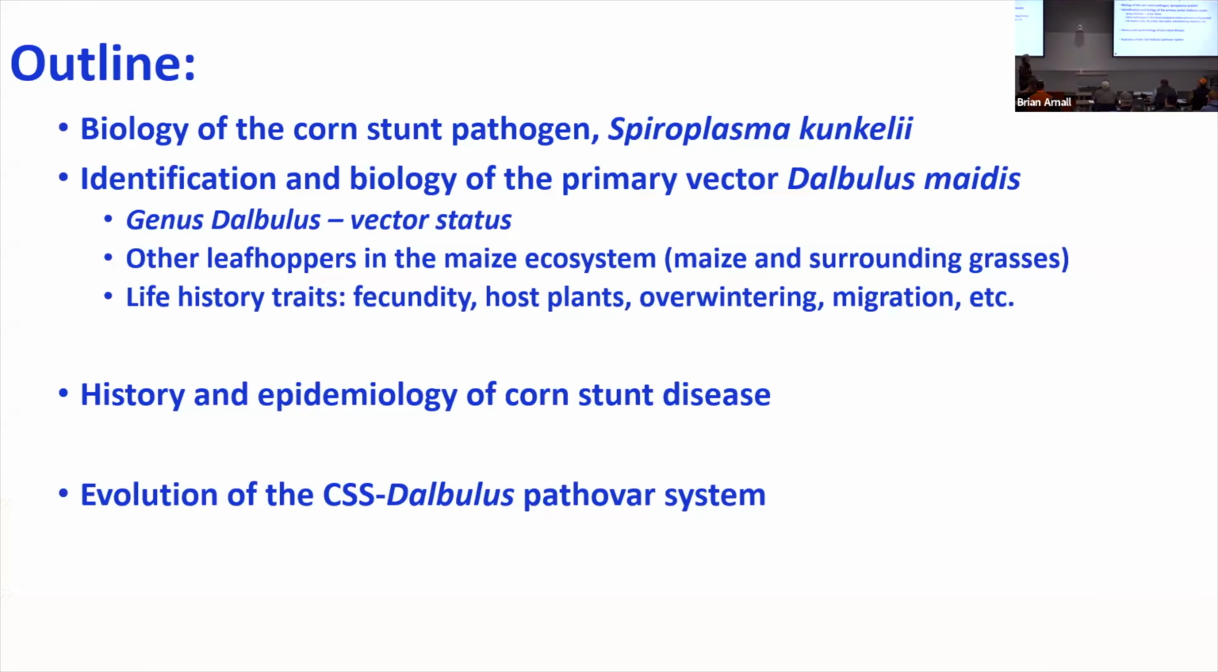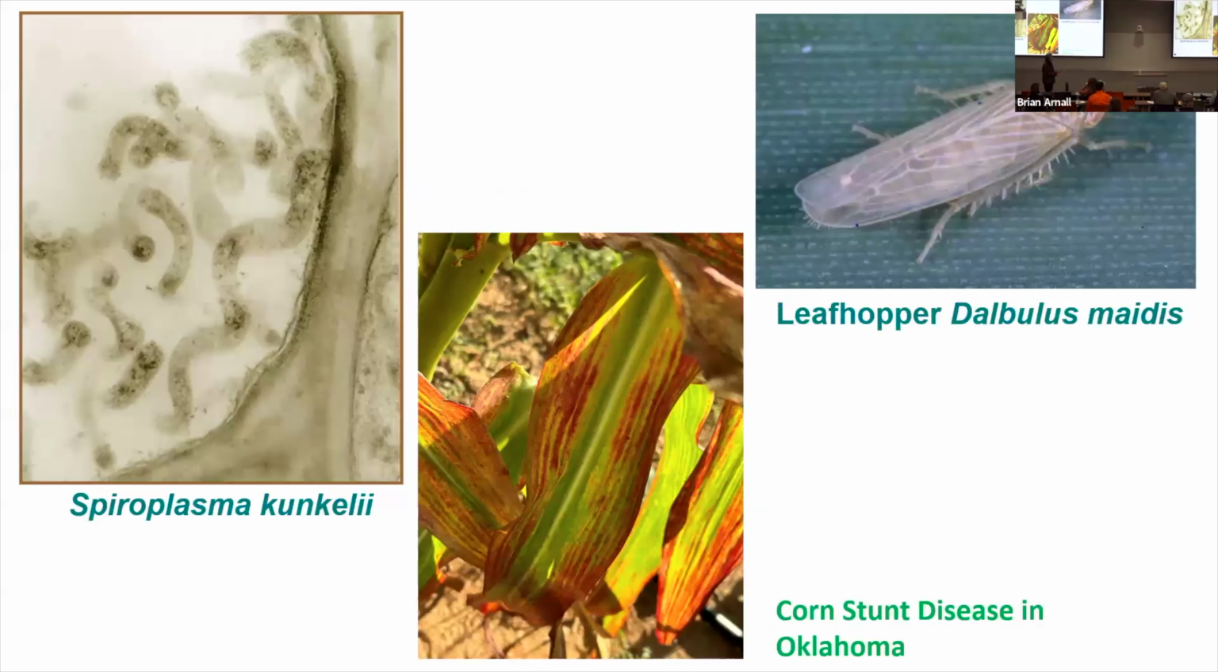So what am I going to do? I'm going to really quickly talk about the biology of the corn stunt pathogen, Spiroplasma kunkelii, and talk about identification and biology of the primary vector, Dalbulus maidis, and just talk about other leafhoppers in the maize ecosystem, which includes grasslands, and some of the important life history traits, which are important for understanding why this leafhopper is such an excellent vector of this particular pathogen. Talk a little bit about the history and epidemiology of corn stunt disease and evolution of the corn stunt Dalbulus pathovar system. Okay, let's get started.